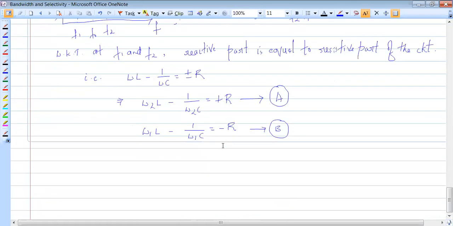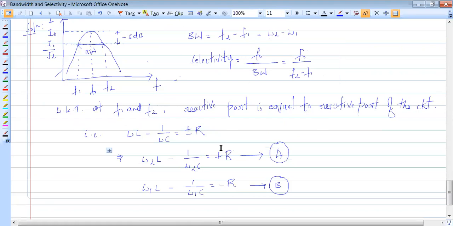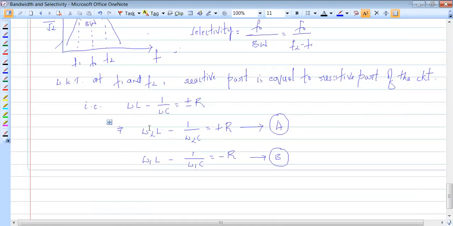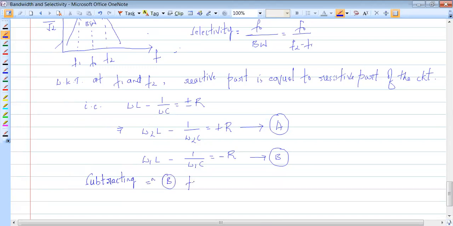Understand that? So if we have to have a parameter like omega 2 minus omega 1, what do we need to do? We need to subtract equation B from A. Okay, so we shall say here, everybody take down, subtracting equation B from A.